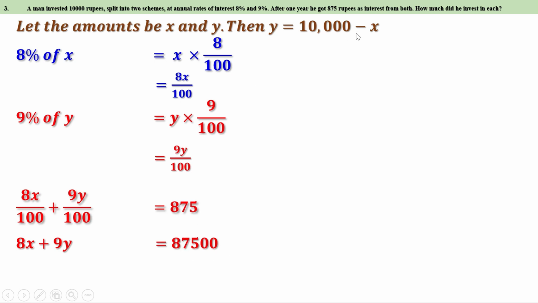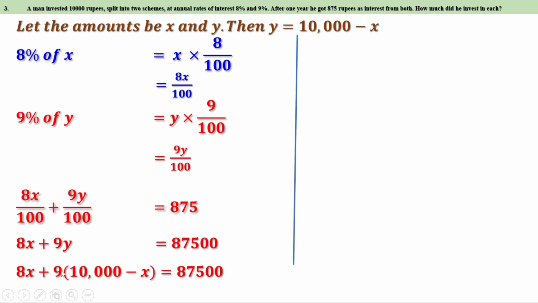y equal to 10,000 minus x. Let us replace y here. So we can write 8x plus 9 into (10,000 minus x) equal to 87,500. Now let us multiply. 9 into 10,000 is 90,000. 9 into minus x is minus 9x. So we can write it as 8x plus 90,000 minus 9x equal to 87,500.